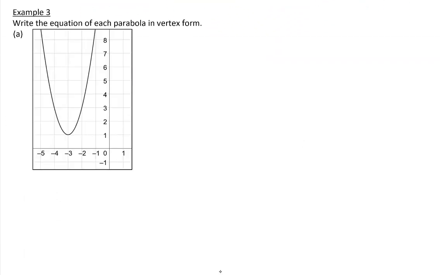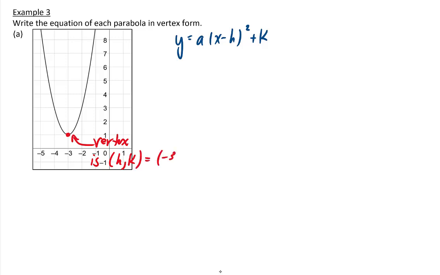So in this example, we're going to write the equation of each parabola in vertex form. But we need to determine the a value for these ones. So using vertex form, we know that y equals a(x minus h) squared plus k. From the graph, we have a few key points. Let's start with this point. We have our vertex, and our vertex is, remember, our h and k, and it equals negative 3 and 1. So if we sub that in, we get y equals a(x minus negative 3), so that's (x plus 3) squared plus 1.